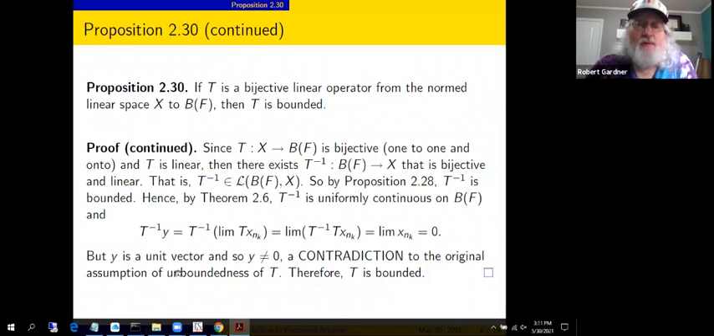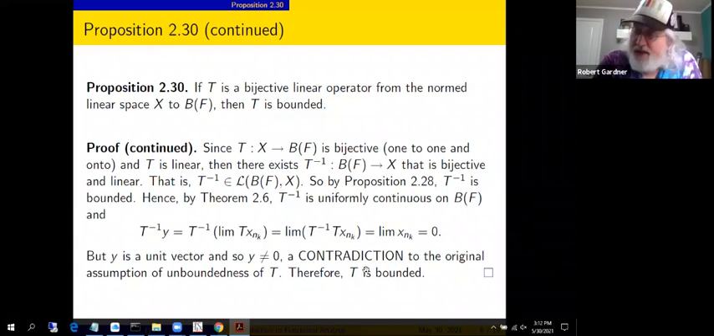But Y is a unit vector. Y is not 0. T inverse is a bijection. It can't map a unit vector to 0. If you like, apply T to both sides. T of 0 is certainly 0, and we'd have T of T inverse of Y being Y itself. We'd have Y equals 0. Y is a unit vector, Y is not 0. So this computation gives a contradiction.